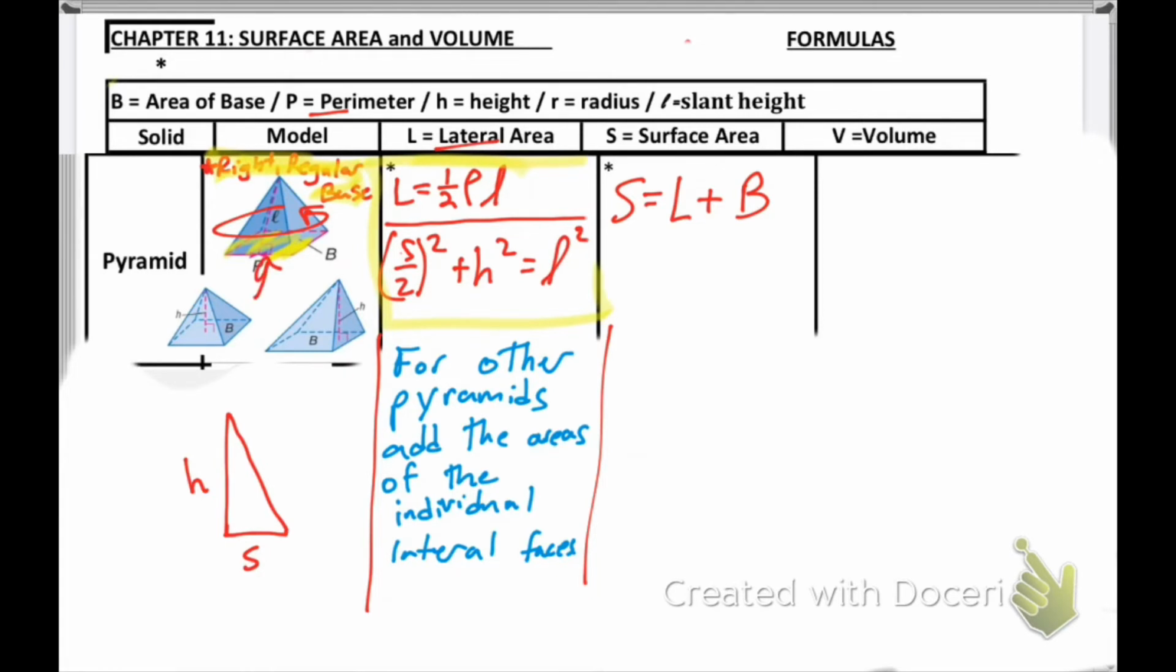Now what about the volume? What's the total amount of space inside the three-dimensional shape? Well, the volume is equal to 1/3 capital B, which is the area of the base, times the height. So this is my formula to calculate the total volume of your pyramid.